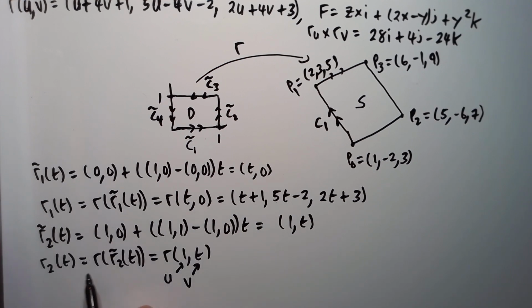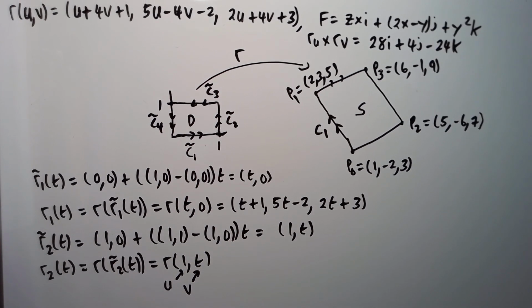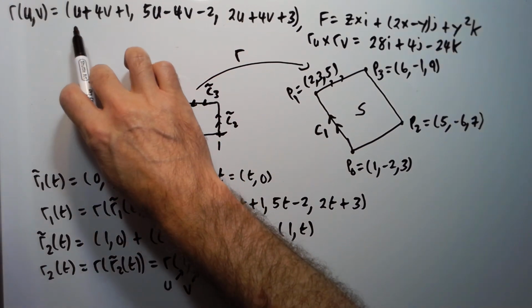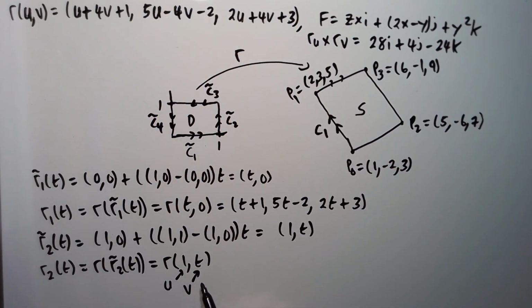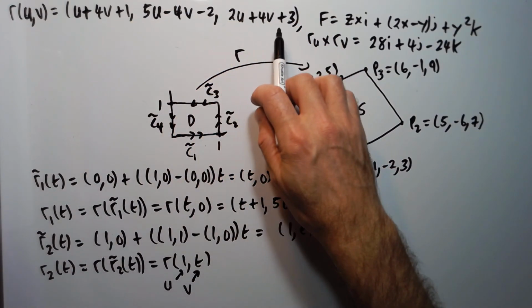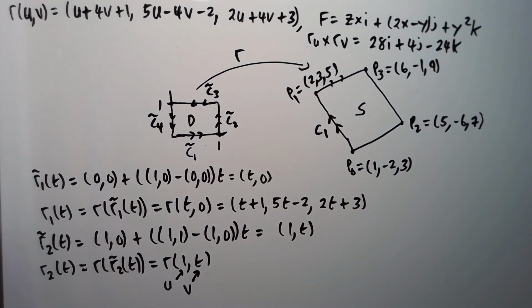Okay, so my R2 will be R of R2 tilde, so it'll be R of 1, t. That means my u is 1 and my v is equal to t. So I'm going to put 1 in place of u here, here, and here, and t in place of v here, here, and here. So let's do that and simplify it.